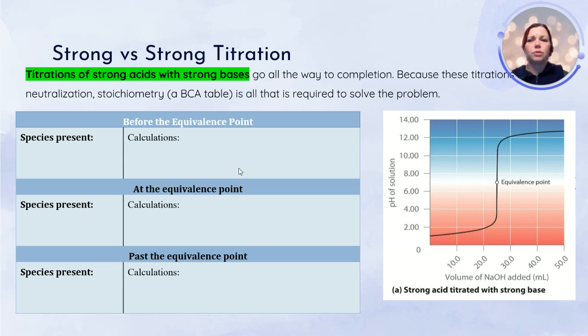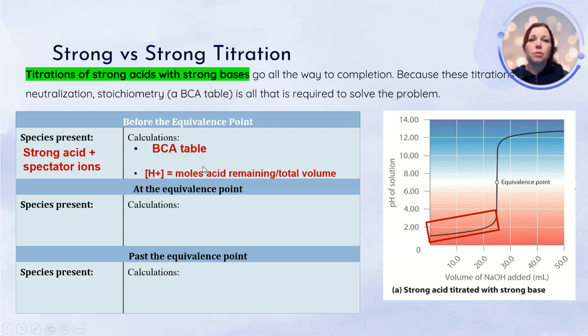So I'm just walking through one version. Before the equivalence point, on this graph, the species present are going to be the strong acid and the spectator ions. For example, a common strong acid, strong base titration is with hydrochloric acid and sodium hydroxide, forming sodium chloride. So the sodium and the chloride are present in solution, but they're not actually participating in the reaction. They're there, but they're not actually undergoing any chemistry. So the strong acid is what's dominating your calculations here.